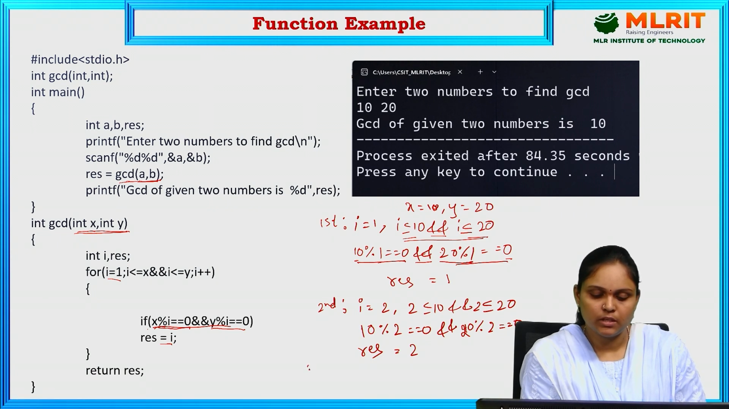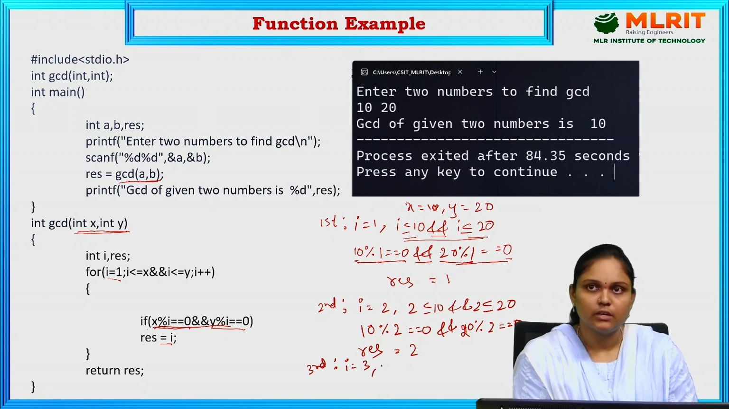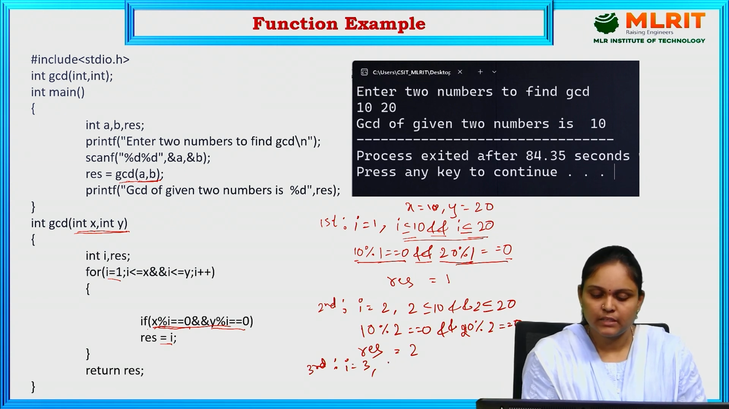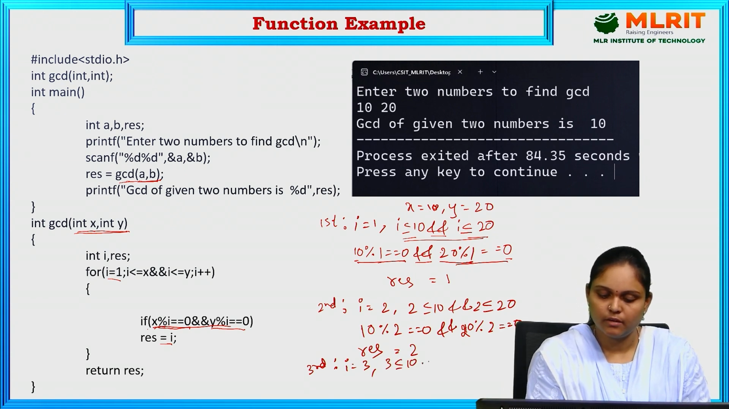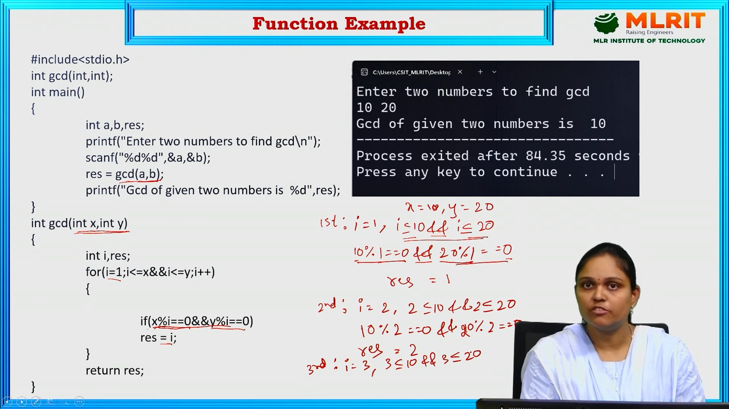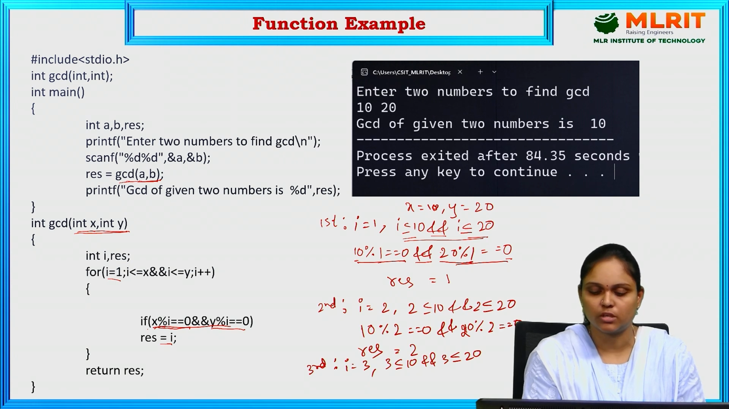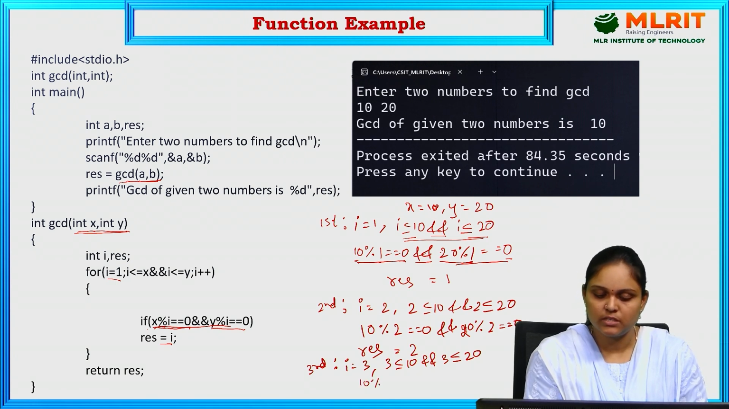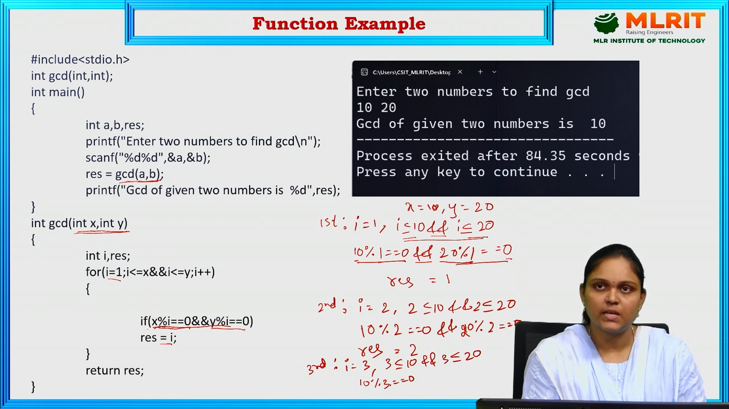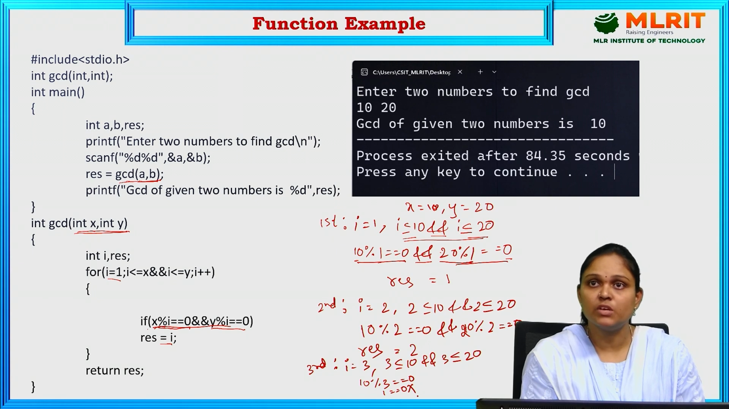And coming to the third iteration, inside this third iteration, i will be equal to 3, and 3 is less than or equal to 10 and 3 is less than or equal to 20. So both the conditions are true. So if both the conditions are true, we are checking whether that 3 is a factor of this 10 and 20 or not. So if we check 10 modulus 3 double equals to 0, if we divide this 10 by 3, we get the remainder as 1. So 1 double equals to 0, the condition is false.